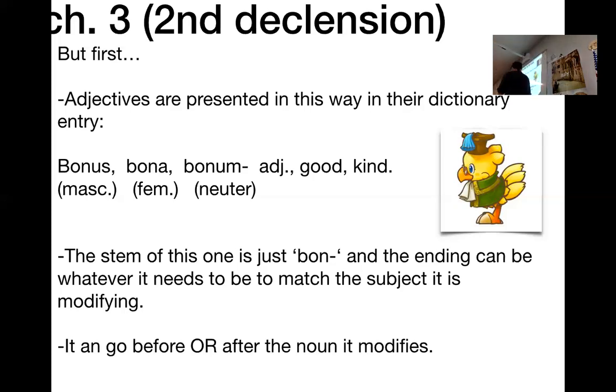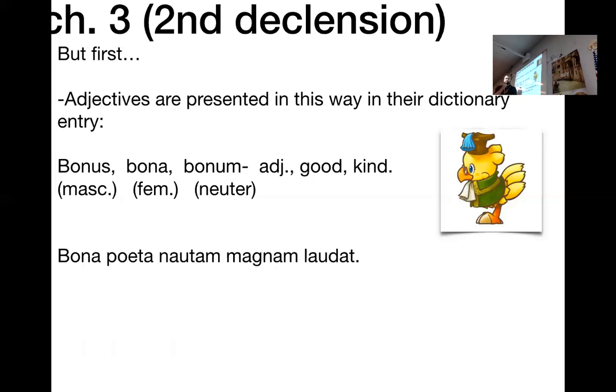So anyway, it can go before or after the noun it modifies. So that's actually kind of important. Again, with word order in Latin, there's a lot of flexibility. Adjectives can go before or after. They don't even have to be next to the word they're modifying sometimes. I mean, sometimes it's just like in English, a verb between a noun and an adjective. Like the teacher is good or whatever.